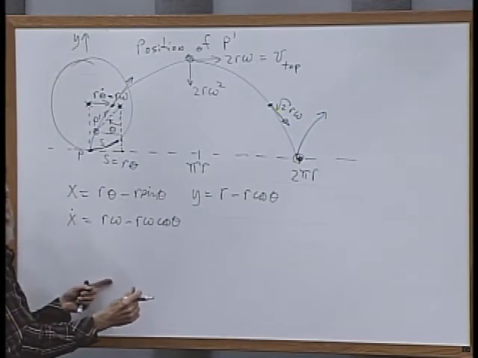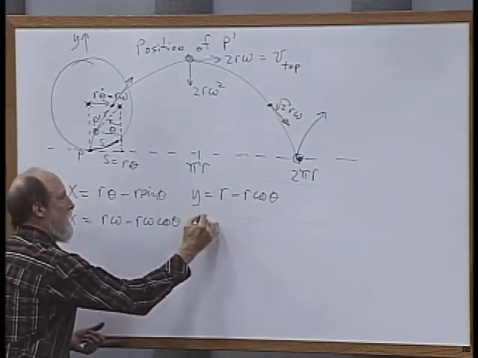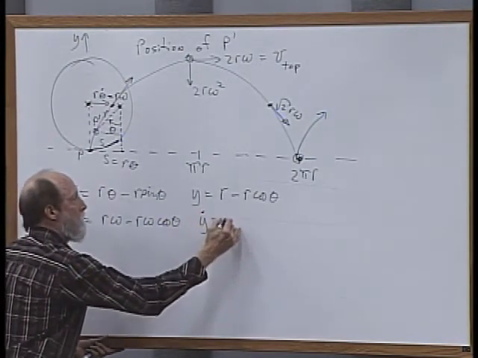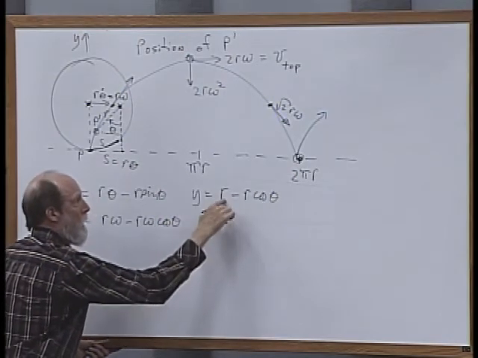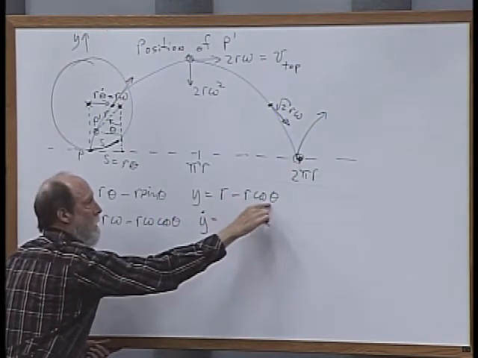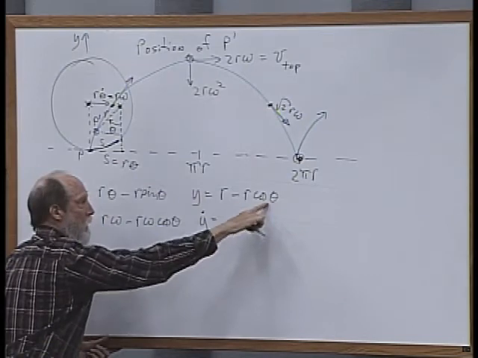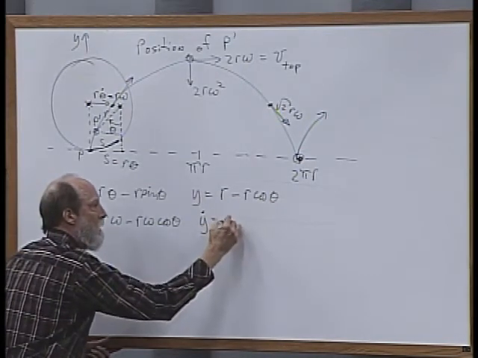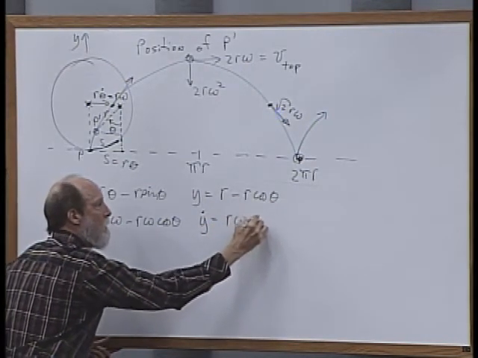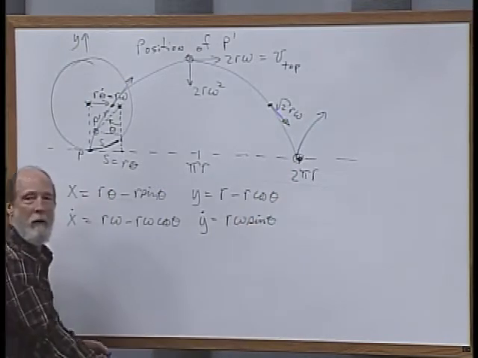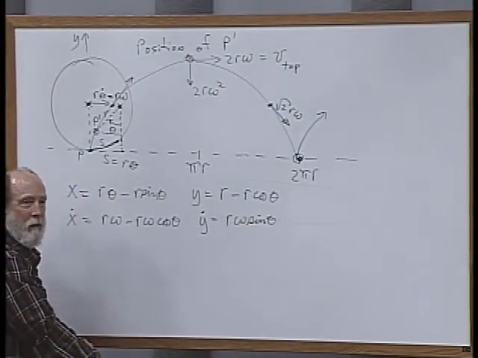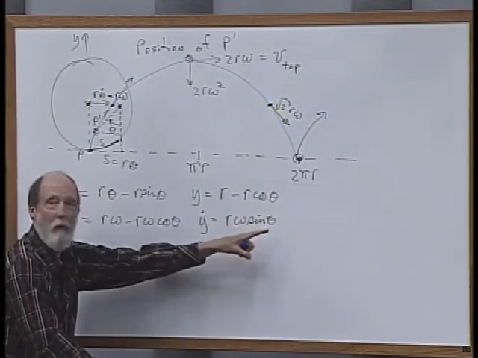Let's not do acceleration yet. Let's go over here. Y dot. Constant. Derivative of cosine is minus sine, which makes this positive. R omega sine theta. Because don't forget you're differentiating using the chain rule there.